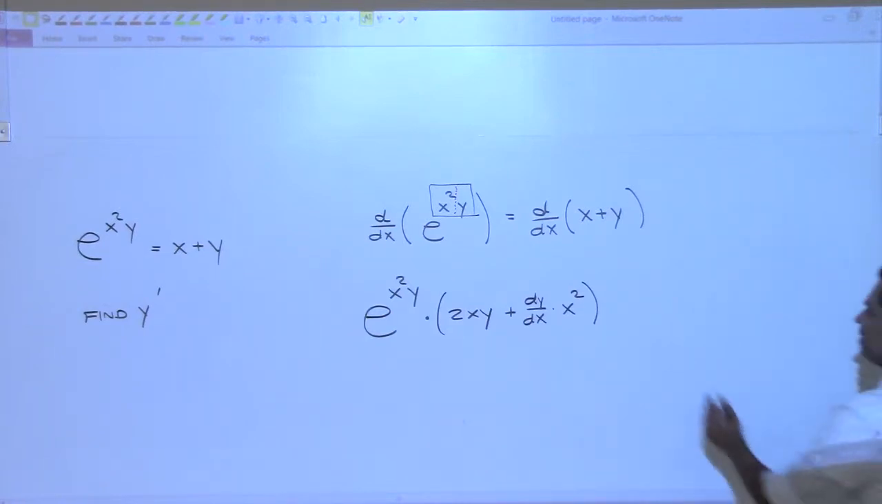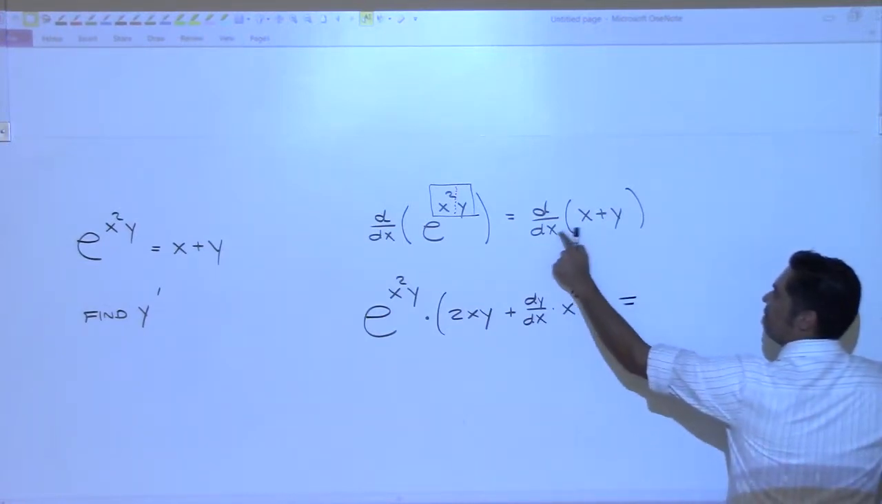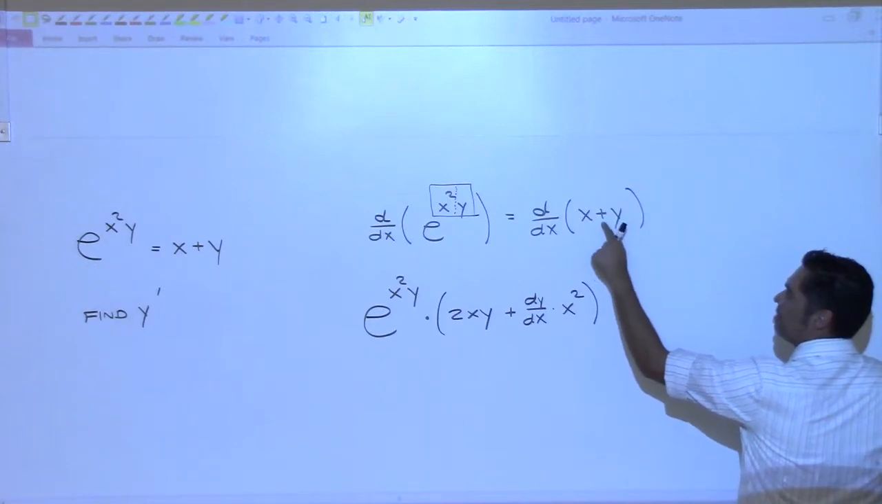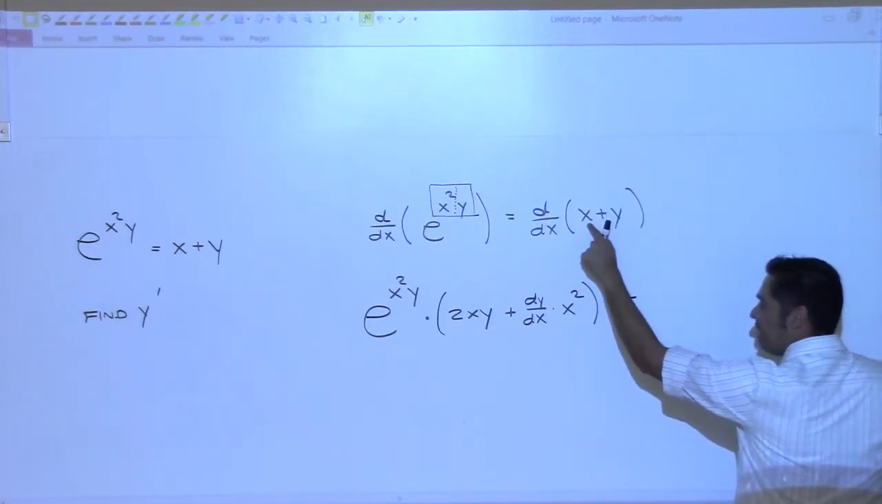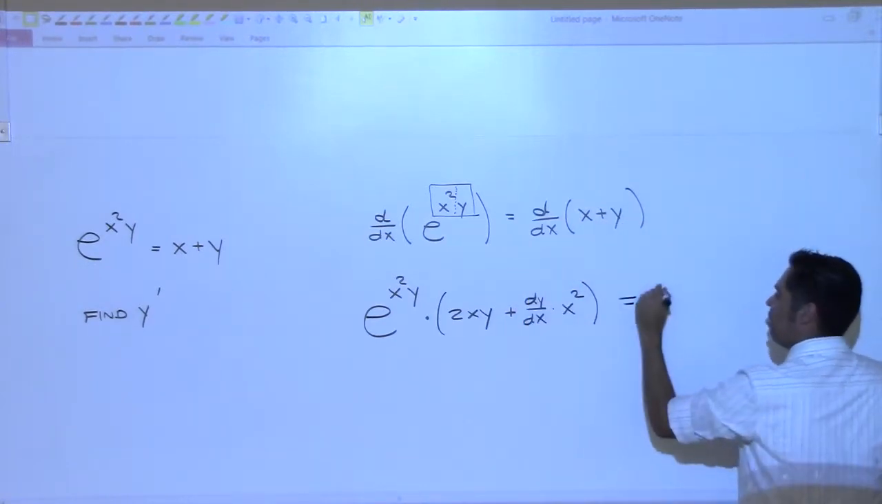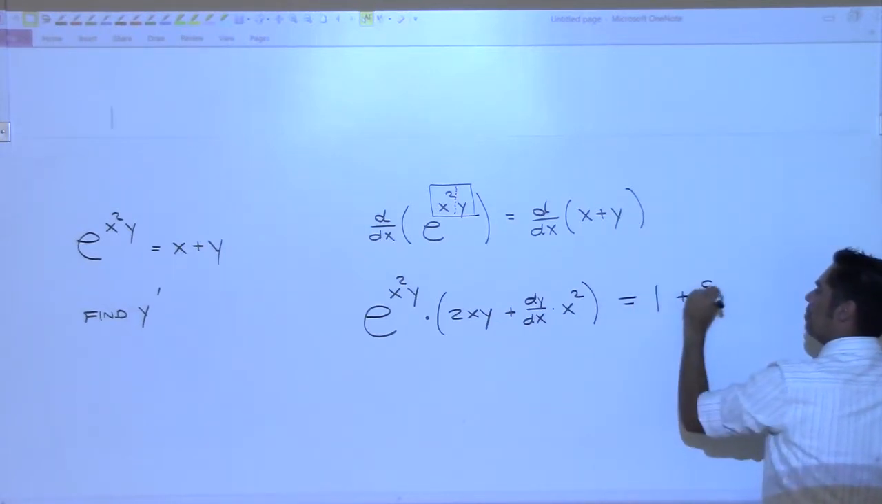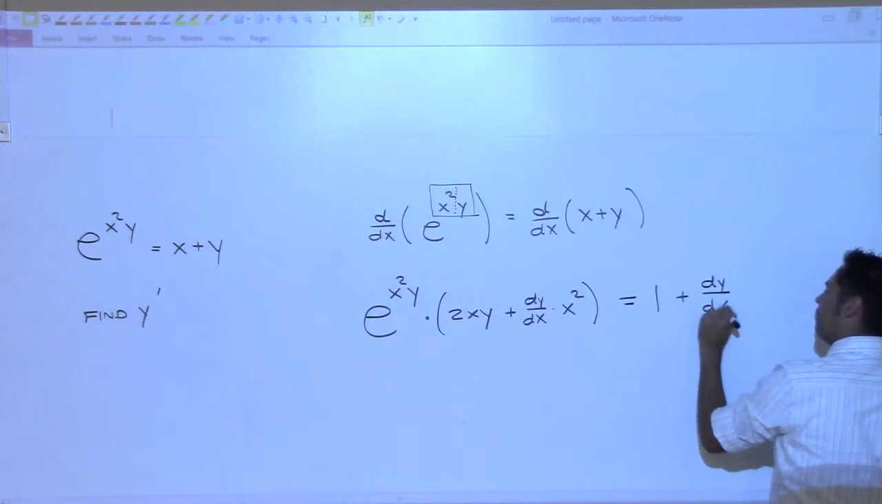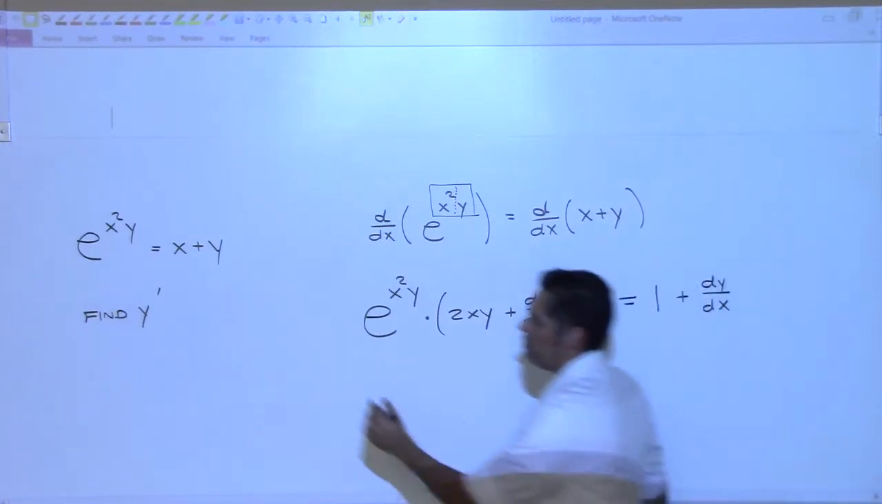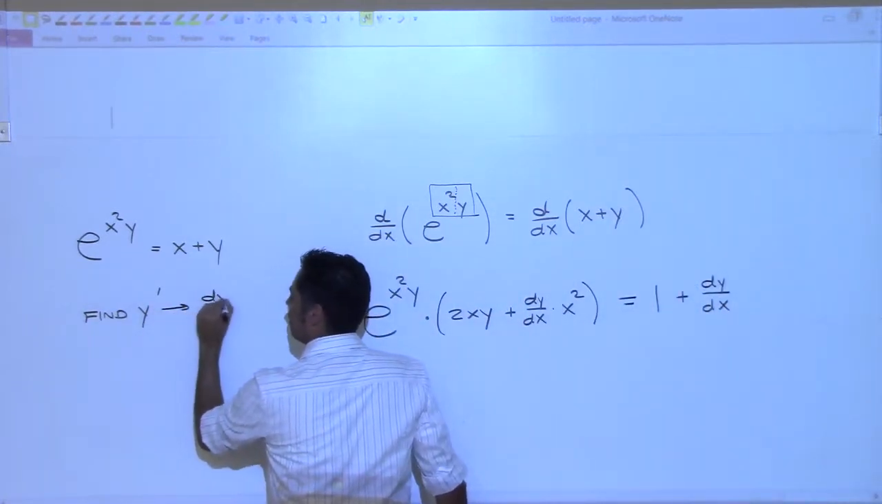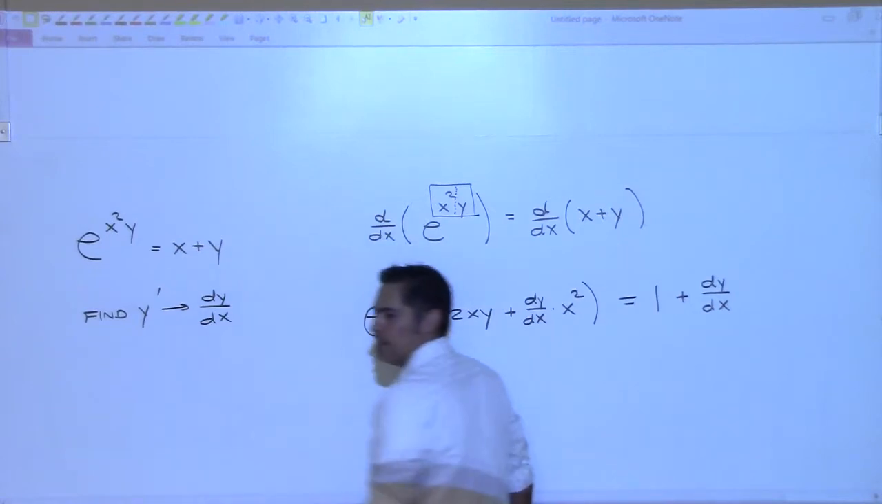How about on the right side? Derivative of these two, we can do them separately because there's addition. So what's the derivative of x with respect to x? 1 plus what's the derivative of y with respect to x? dy dx or y prime. So just remember, y prime means dy dx. That's what it's meant this whole time.